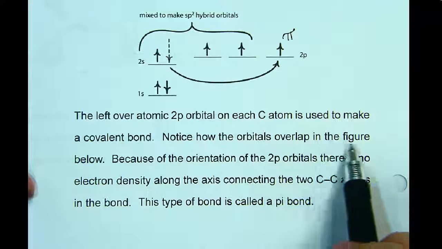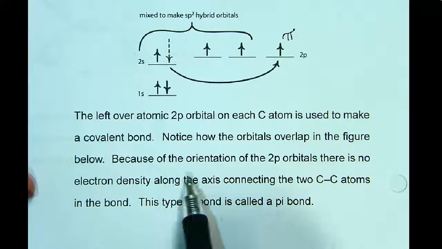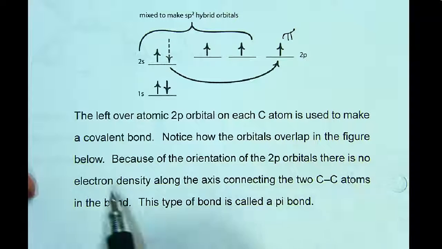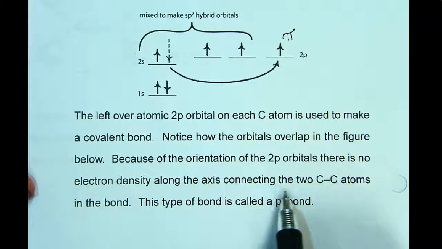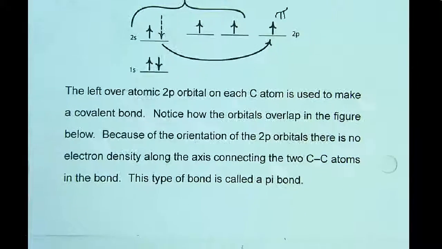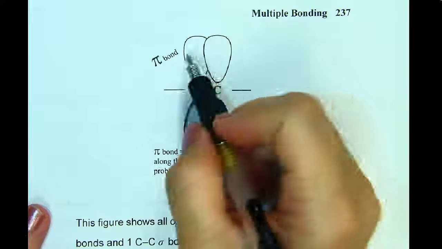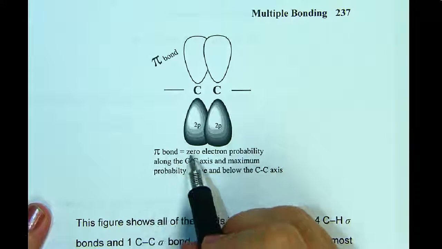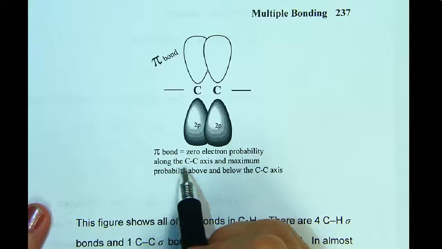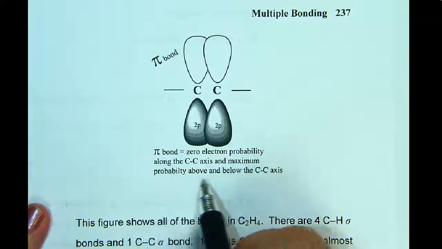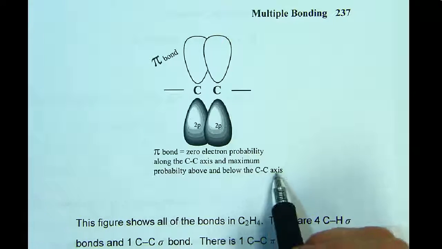Notice how the orbitals overlap in the figure below. Because of the orientation of the 2p orbitals, there is no electron density along the axis connecting the 2 carbon-carbon atoms in the bond. This type of bond is called a pi bond. So if we look at this diagram here, we have the pi bond up above. The pi bond has 0 electron probability along the carbon-carbon axis and maximum probability above and below the carbon-carbon axis.